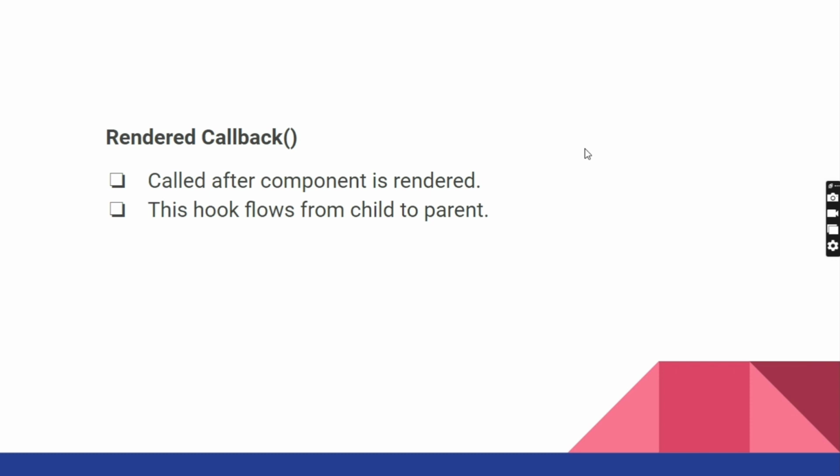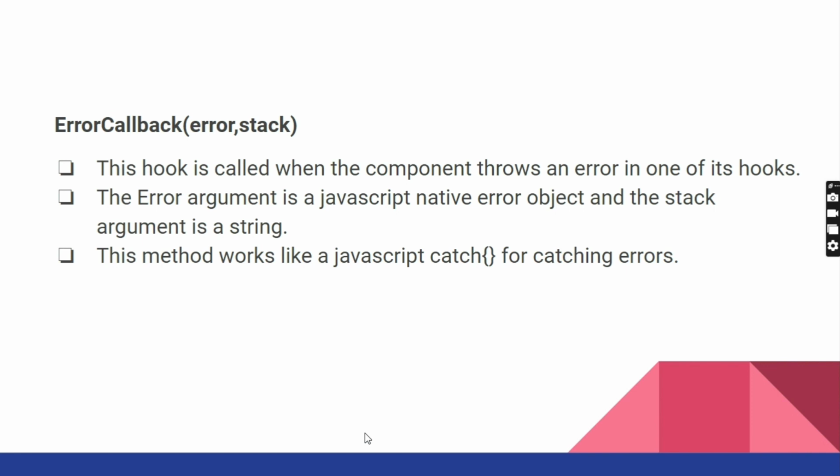And next one is renderedCallback. RenderedCallback is called after the component is rendered, and this flows from child to parent. ErrorCallback. This hook is called when the component throws an error in one of its hooks. Suppose we have two components, parent component and child component, and the child component throws an error. The error is handled by the parent component, and the error argument is a JavaScript native error object, and the stack argument is a string. This method works like a JavaScript catch block for catching errors.